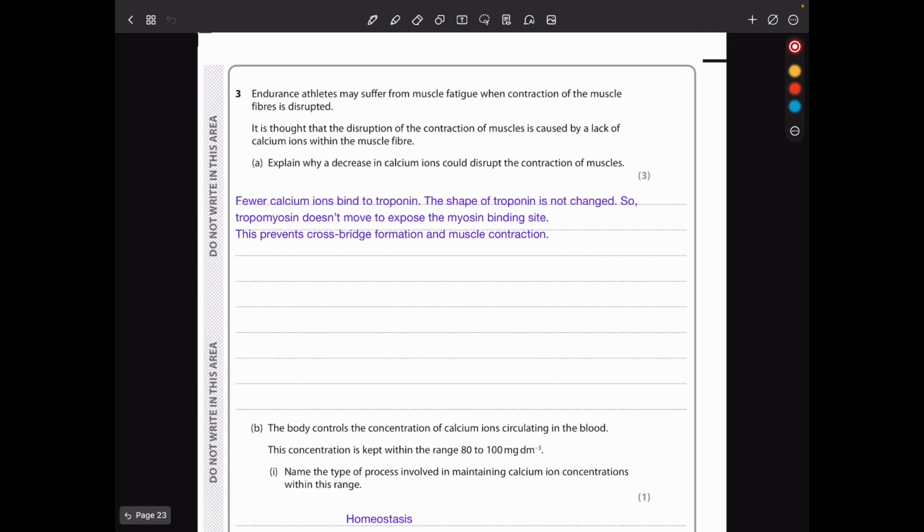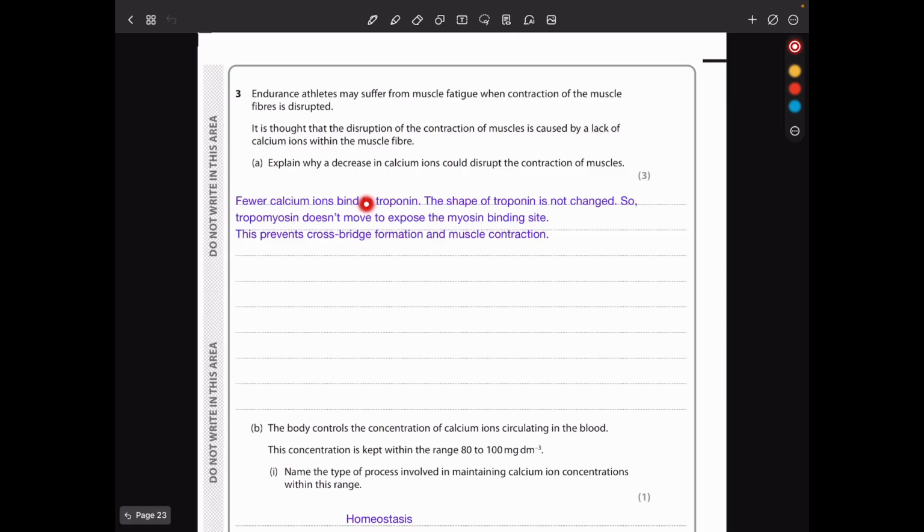transcription. In question 3, endurance athletes may suffer from muscle fatigue when contraction of the muscle fiber is disrupted. It is thought that the disruption of the contraction of muscles is caused by a lack of calcium ions within the muscle fiber. Explain why a decrease in calcium ions could disrupt muscle contraction. Calcium ions initiate the muscle contraction when they bind on troponin. So if there are no calcium ions, nothing is going to bind to troponin to cause the conformation change, which leads to the exposure of the myosin binding site.